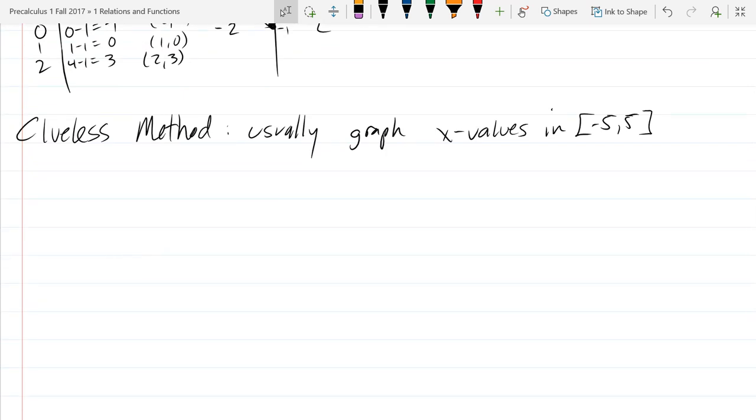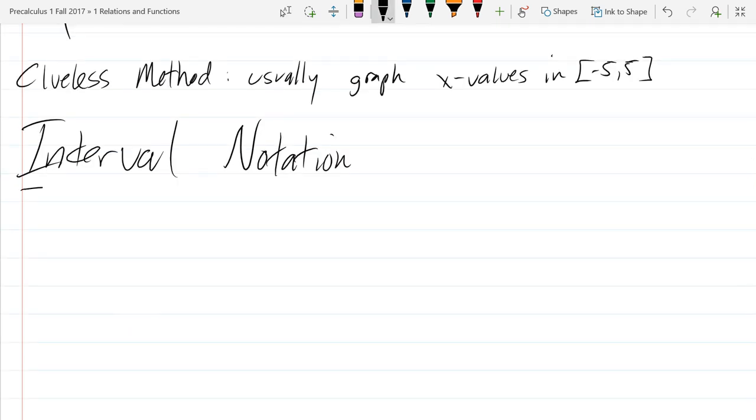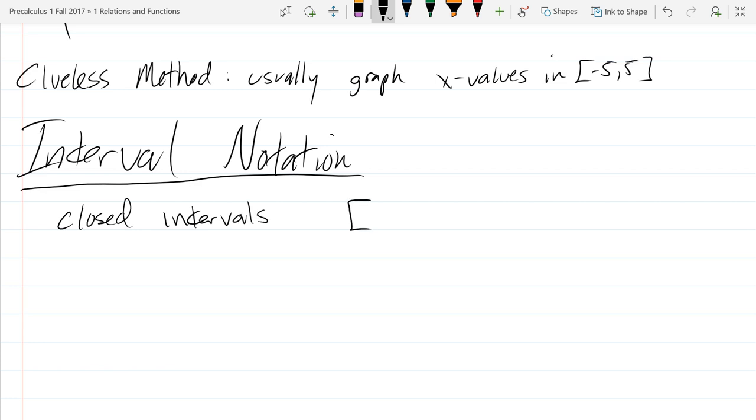And this is a good time to talk about intervals and interval notation. So interval notation is how you're going to enter your answers on WebWork, and it's also how you're going to write your answers for quizzes and midterms. So we'll start with closed intervals. Closed intervals are written with square brackets.